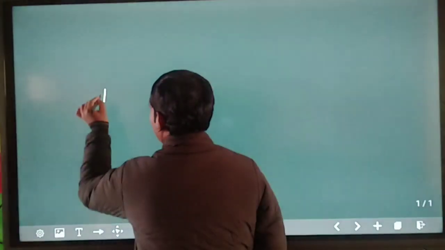Hello student, this is your maths teacher and today we are going to discuss a new topic, which is factorization. So let's see what factorization is.